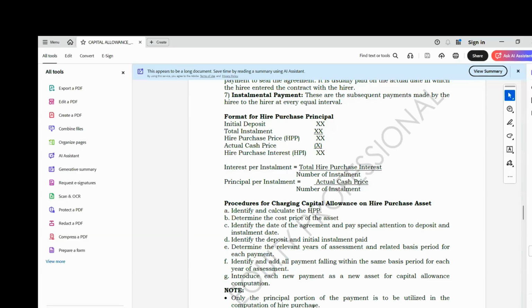Then also, we are told to note that only the principal portion of the payment is to be utilized in computation of hire purchase capital allowance. Yes, I said it earlier. Only the principal portion will be used in computation of capital allowance, because the hire purchase interest is an allowable expense. Only the cash price will be available for capital allowance claim. The hire purchase interest is treated as an allowable deduction for tax purposes.